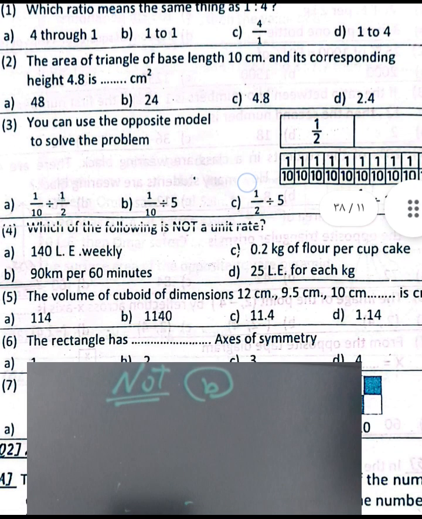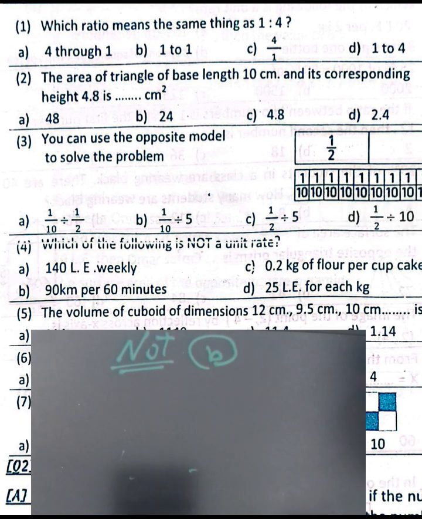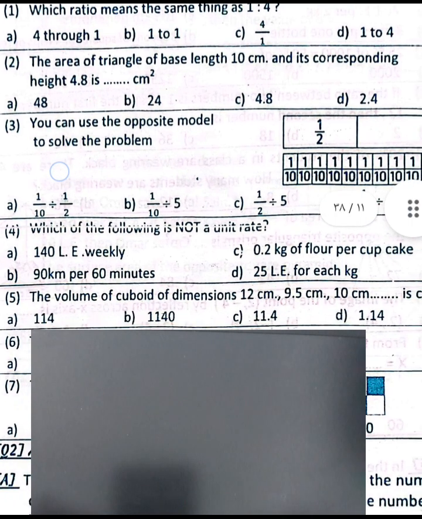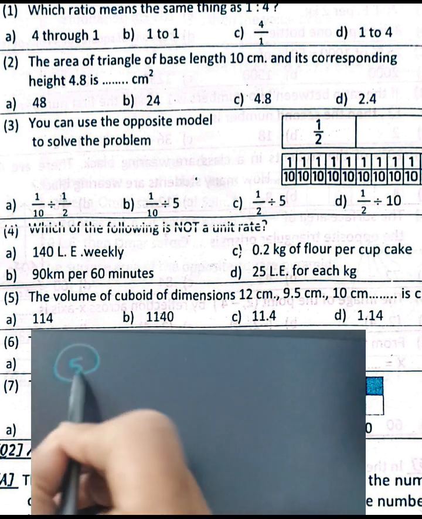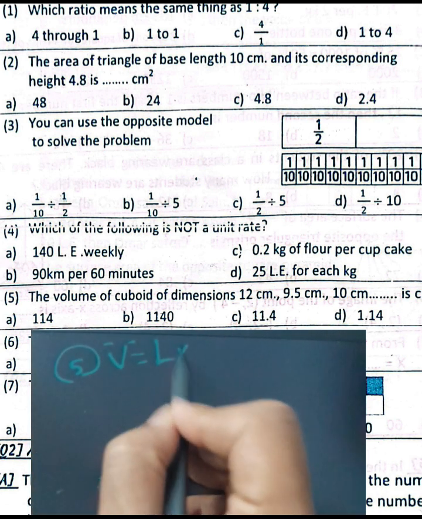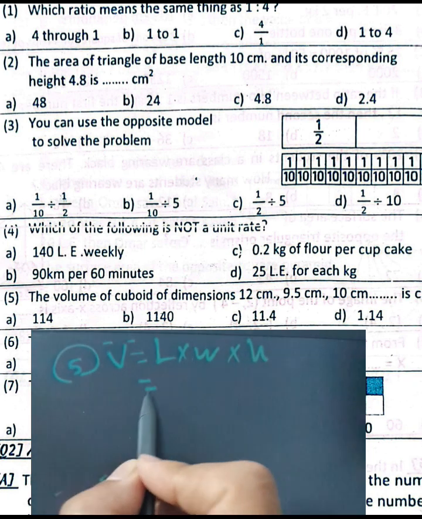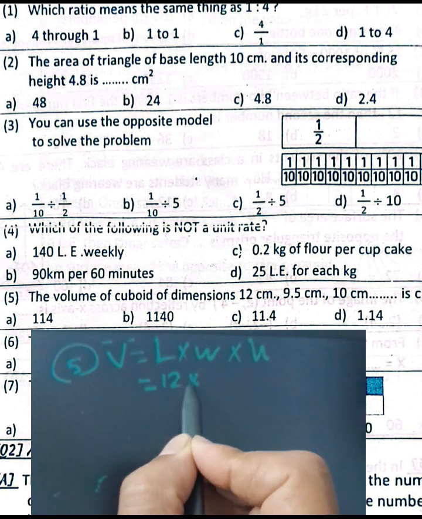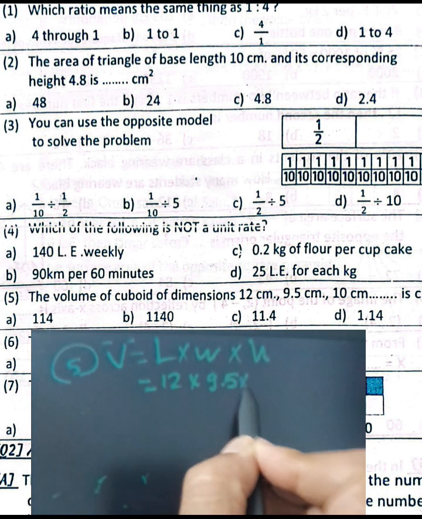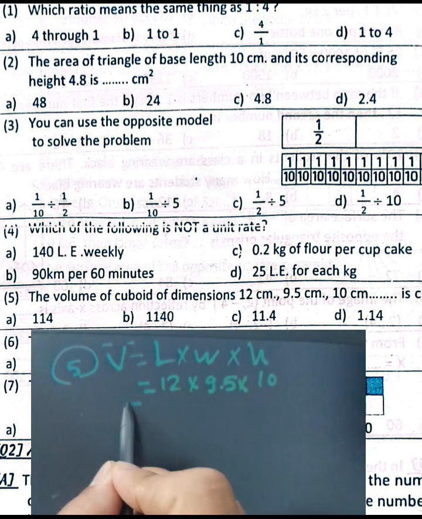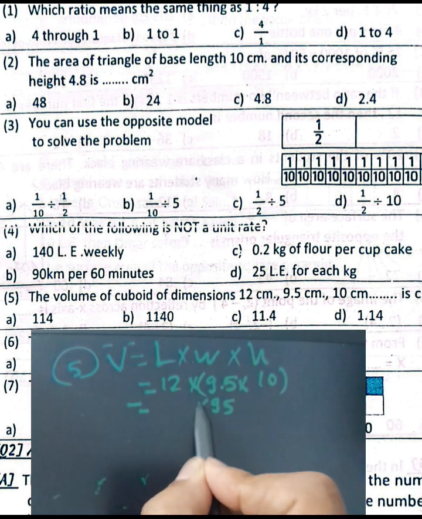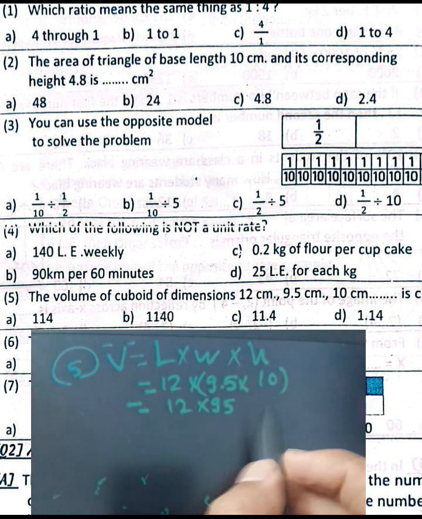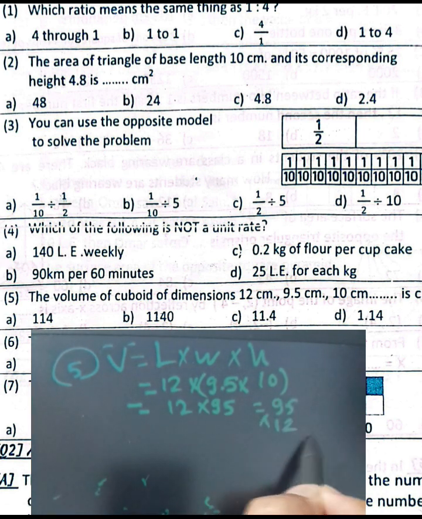Now we will solve question number 5. The volume of a cuboid with dimensions 12 centimeters, 9.5 centimeters, and 10 centimeters. We know the volume equals length times width times corresponding height. The length here was 12 centimeters, the width 9.5, and the corresponding height 10. We know 10 times 9.5 will be 95. Move the point right by one place, and then 12 times 95. Write 95 times 12.